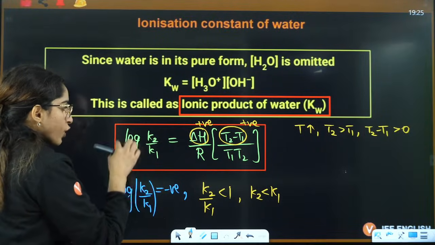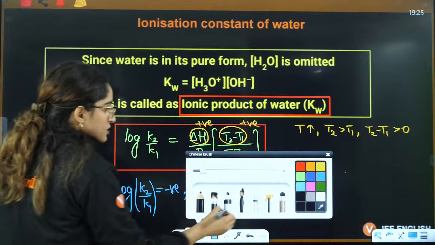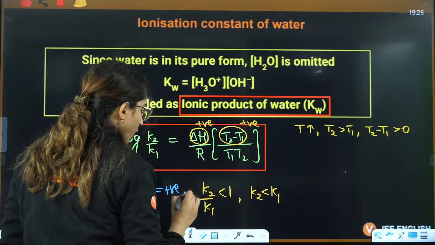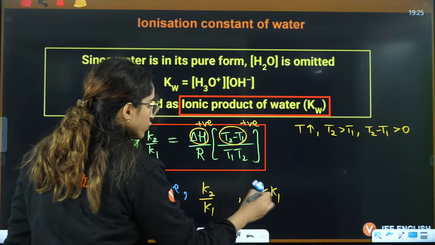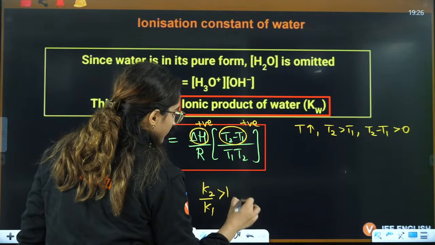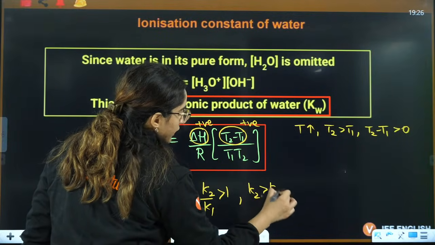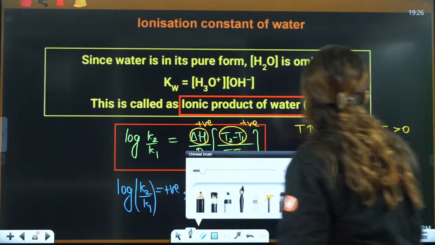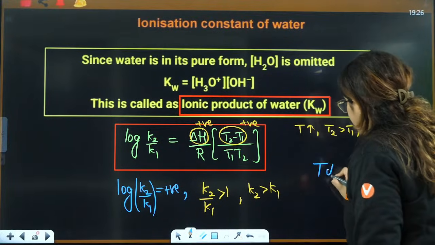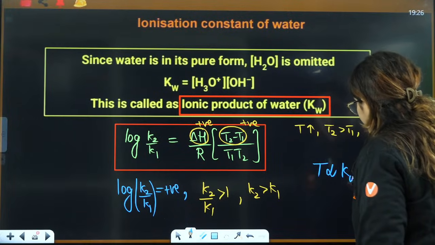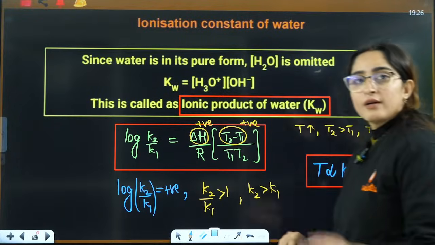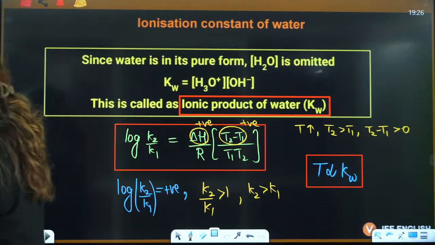If this overall value is coming out to be positive, that means K2 by K1 is going to be greater than 1. That means K2 is greater than K1. So here I can say T2 is greater than T1, K2 is greater than K1. That means temperature is directly proportional to K, that is Kw. Right? So as temperature increases, Kw increases.